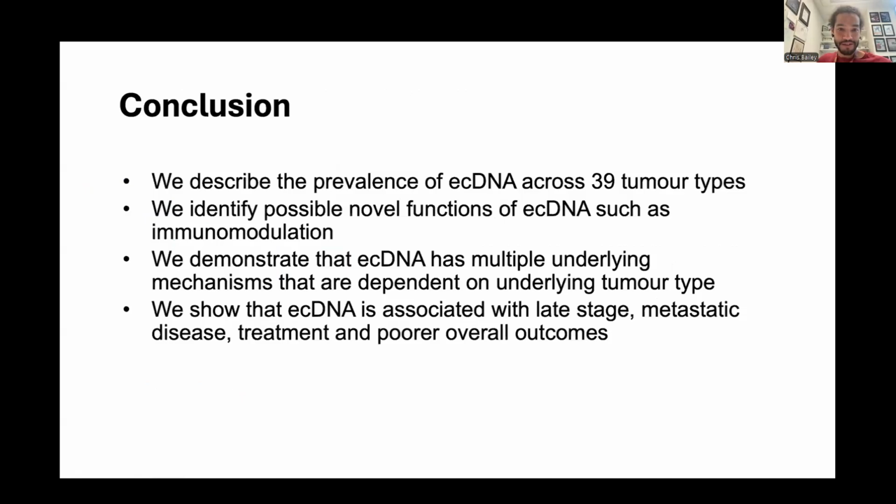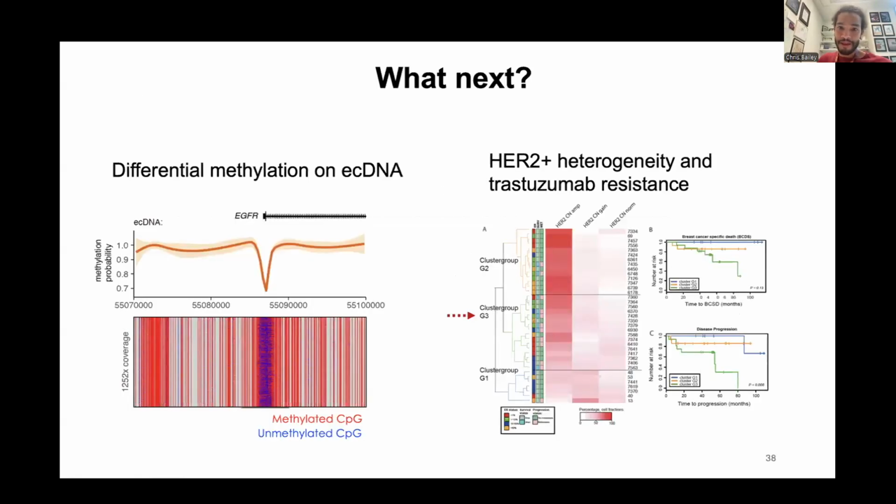So in conclusion to this talk, we described the prevalence of ecDNA across 39 tumor types. We identify possible novel functions of ecDNA, such as immunomodulation. We demonstrate that ecDNA has multiple underlying mechanisms that are dependent on underlying tumor type and show that ecDNA is associated with late-stage metastatic disease, treatment, and poorer overall outcomes. And there are a couple of avenues that we are hoping to look at.